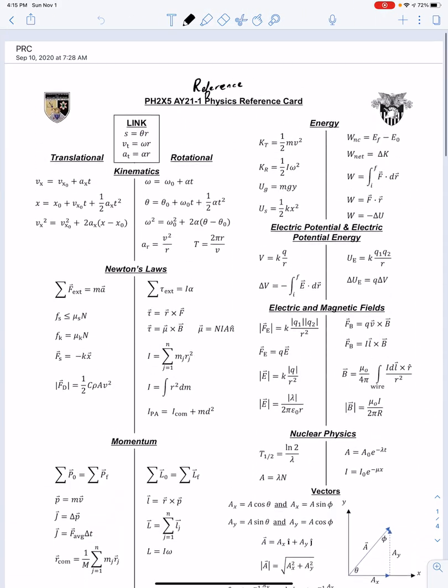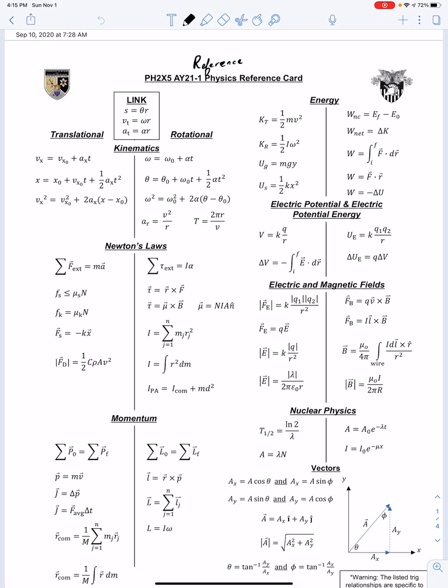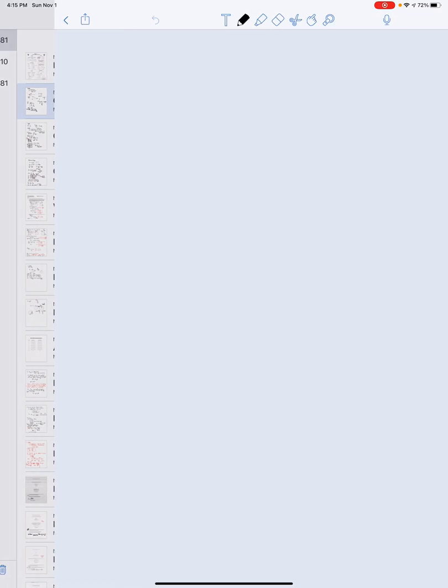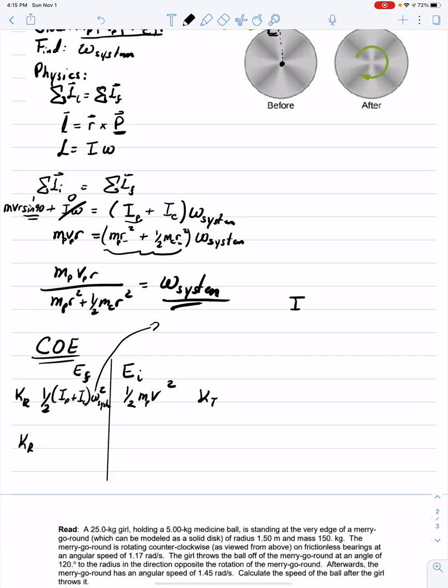PRC, and if we look at the energies, there it is, kinetic rotational energy. So in this respect, we're summing up the moment of inertia of the particle and the moment of inertia of the cylinder, because that is the moment of inertia of the entire system. Remember, just to not confuse you too much, for this, it's the entire system: the moment of inertia of the particle plus the moment of inertia of the cylinder.